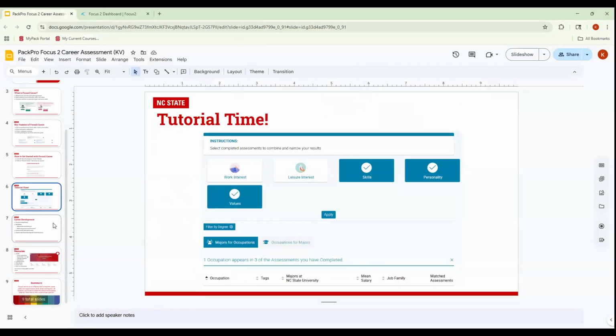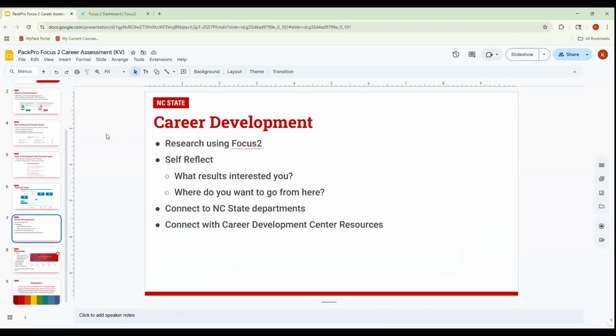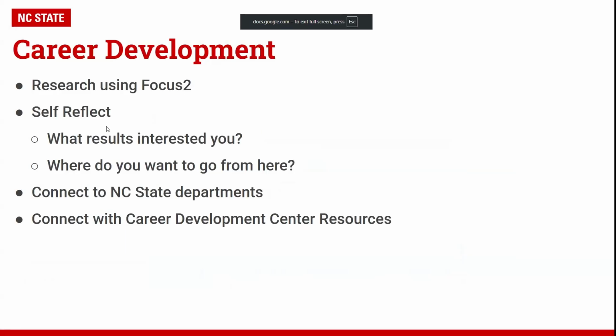Focus2. So as far as career development, using the things that we just discussed, you can self-reflect. What results were you interested in? Where do you want to take this? Maybe you saw something and you really want to explore it more. You could reach out to advisors in the department that you are interested in. You could also reach out to us. We have career counselors at the Career Development Center that you can make appointments with to talk one-on-one about your results and also about your interests for your career in general.